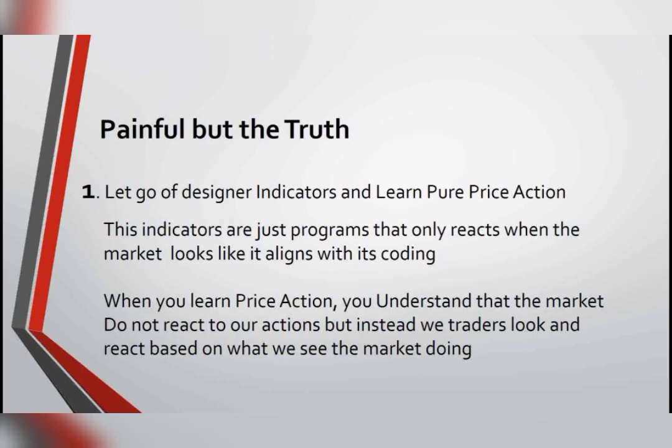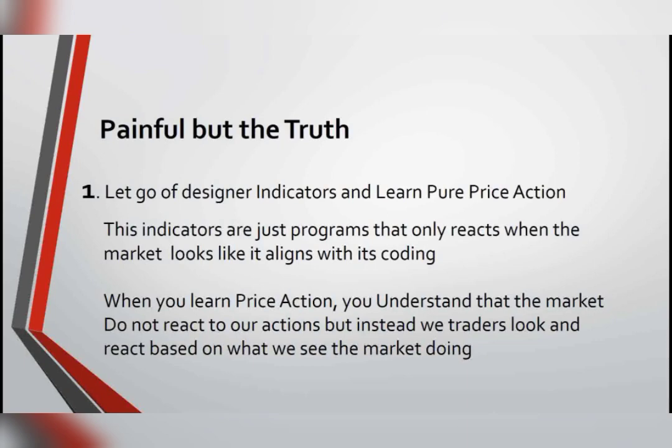These indicators are just programs that only react when the market looks like it aligns with their coding. Indicators are just robots. They are coded: when they see A, they should act B. Sometimes they may be programmed to see capital letter A and then act with small letter B. But then when they see small letter A, it looks like capital letter A.